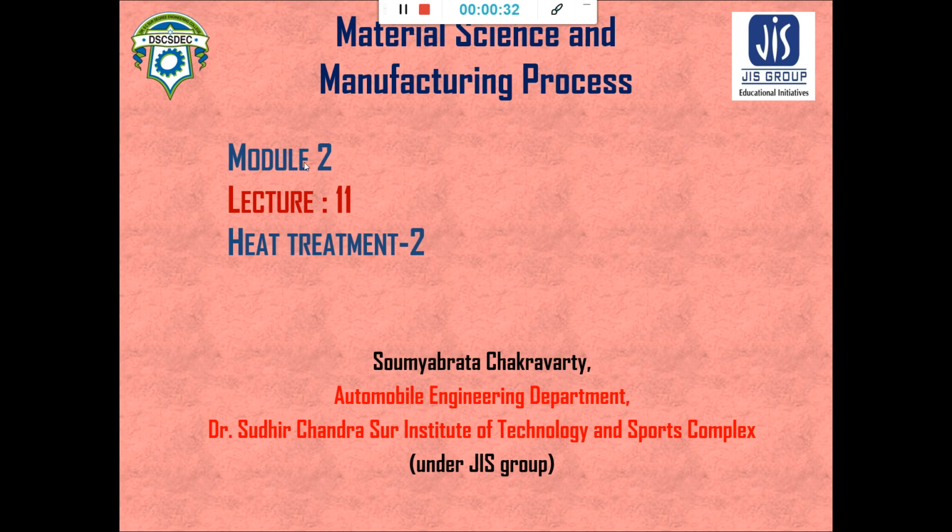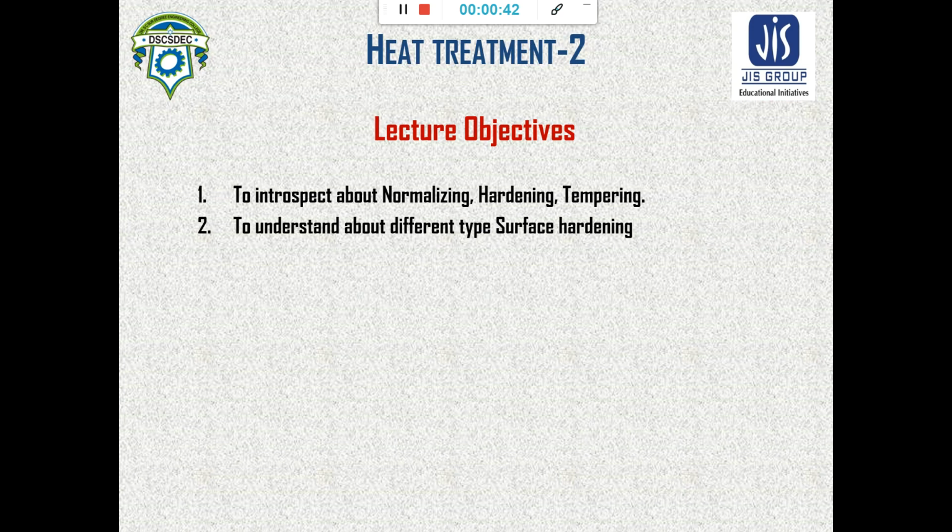Now this is lecture number 11, module 2, and in this lecture we will see the second part of heat treatment. We will introspect normalizing, hardening and tempering. These three important heat treatment processes we will see. Then we will understand different types of surface hardening, so we will see the surface or case hardenings also.